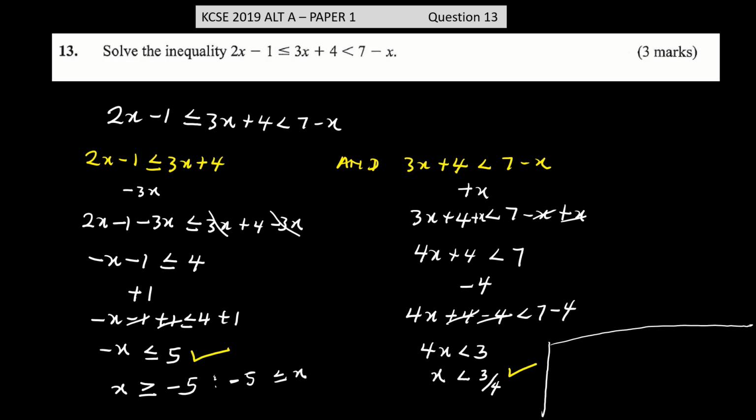Therefore, to make our answer simpler, we can write it as minus 5 less than or equal to x less than 3 over 4. And this is the answer. Minus 5 less than or equal to x less than 3 over 4. Just to make x to be in the middle, that's how we write this particular answer. One thing you have to consider when solving this type of question is you must make the smaller number be at the front. Here we have minus 5 before 3 over 4 because minus 5 is smaller than 3 over 4.